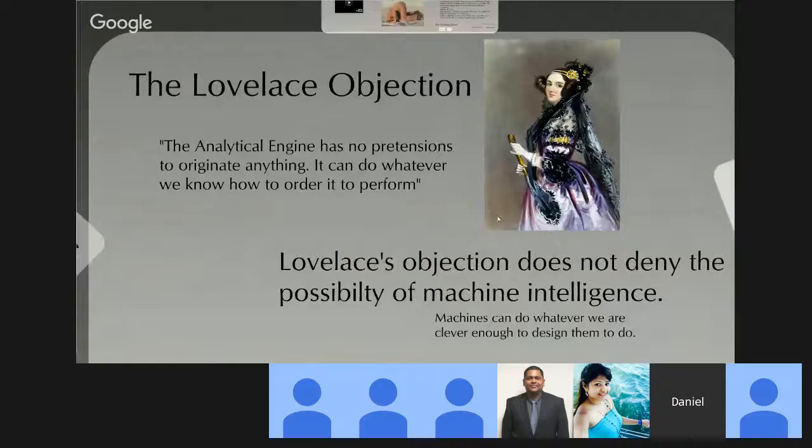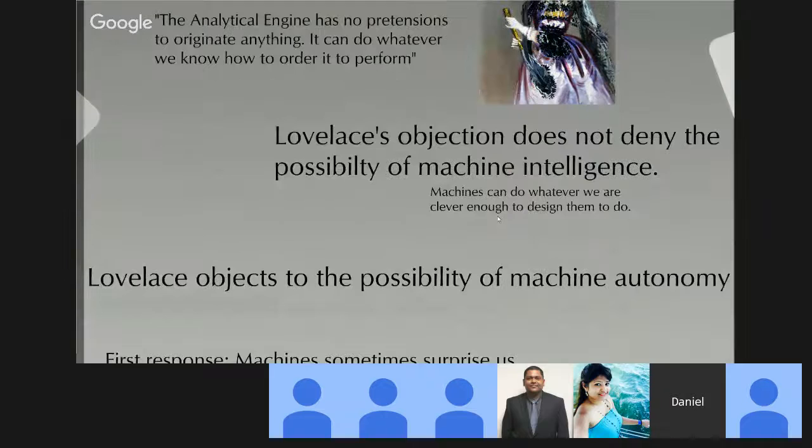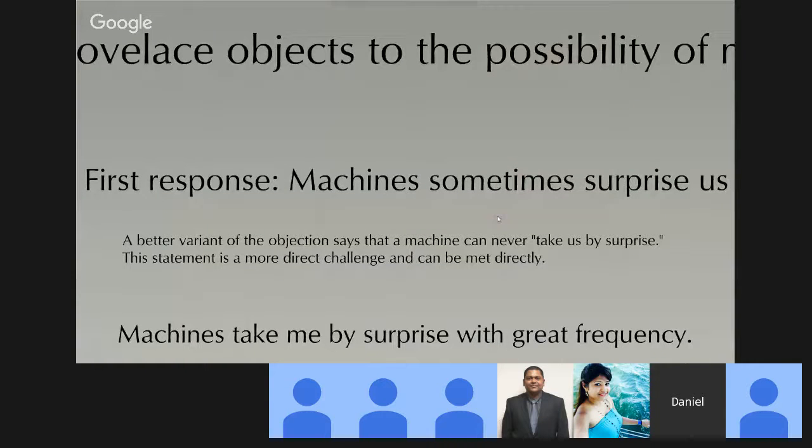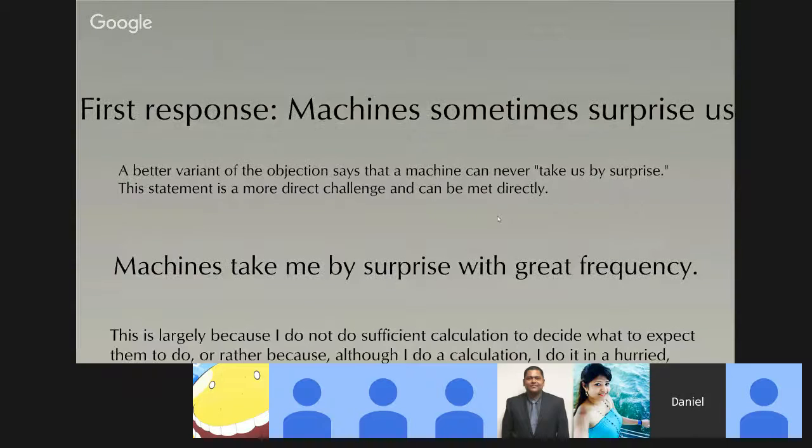I think this is the most common objection to artificial intelligence, that it's not the machine that's really the source of these behaviors. It's really humans who are the source, and so we get all the credit. So Turing addresses this objection explicitly, and he's got two responses. His first response is that machines don't always do what we tell them to do. Sometimes machines surprise us. They do things that we don't expect.